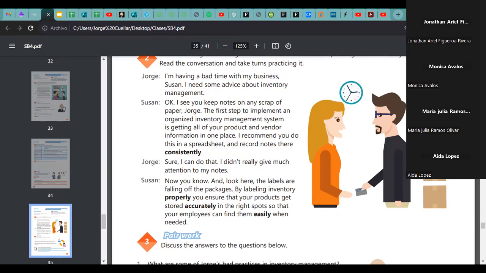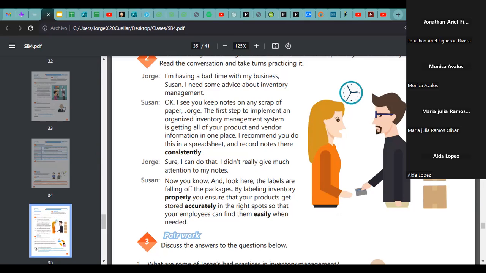Sure, I can do that. I didn't really give much attention to my notes. Now you know, and look there. The labels are falling off the package. By labeling inventory properly, you ensure that your product gets stored accurately in the right spot so that your employees can find them easily when needed. Very good, perfect, thank you.